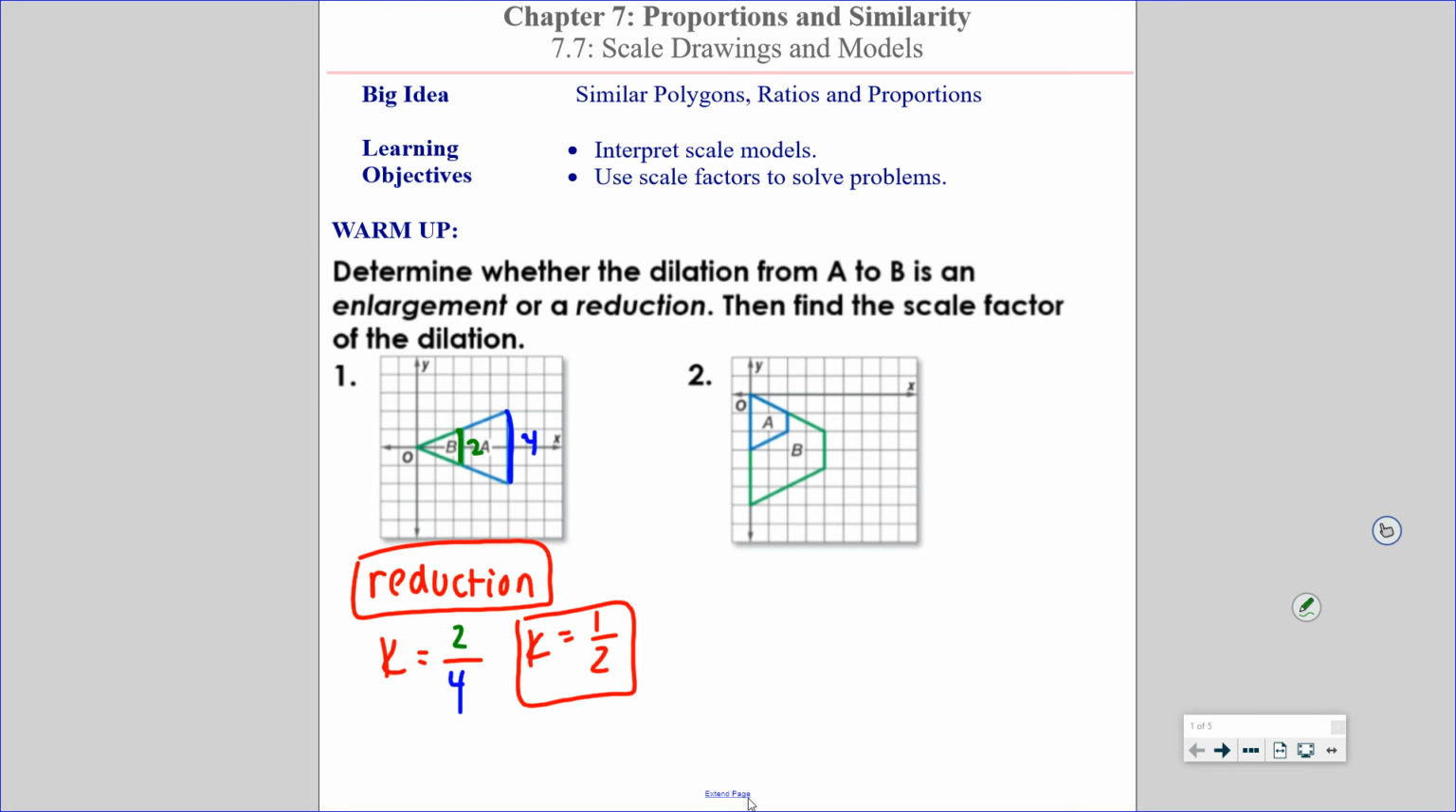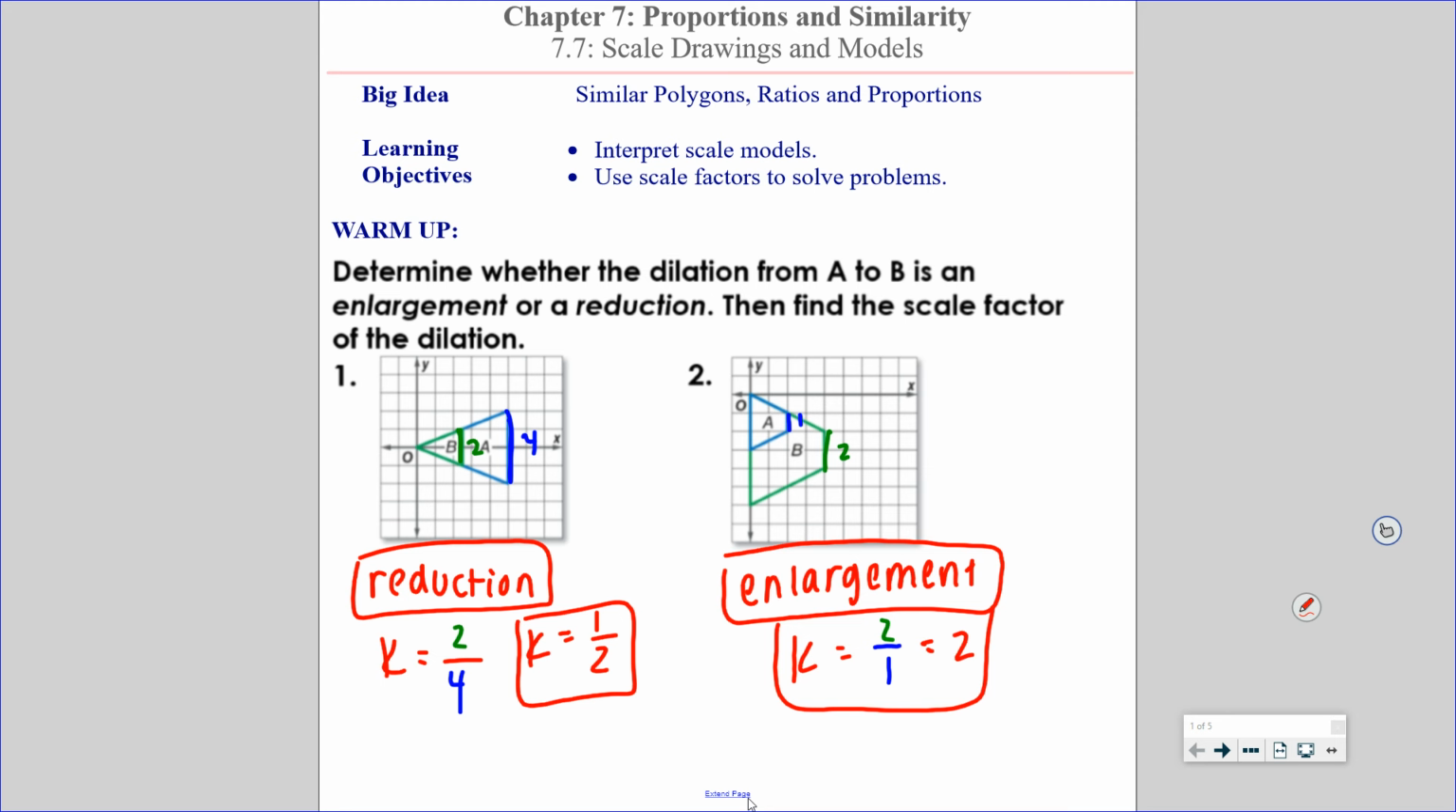All right, number 2, reduction or enlargement? Enlargement. Here's A, original, to B. I counted this side, you could count the other side. So the scale factor was 2 for that one.